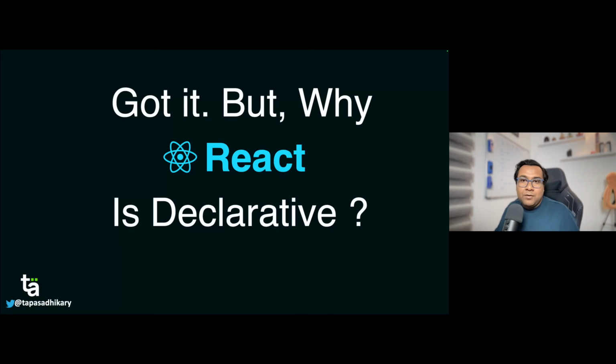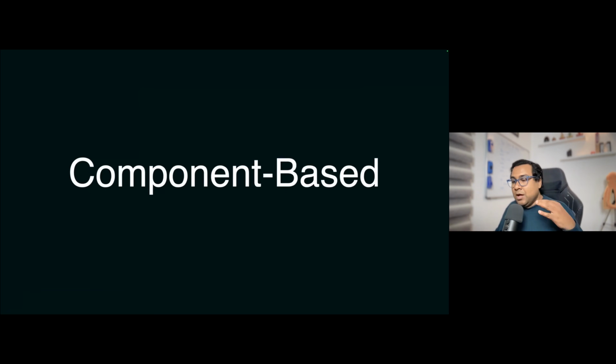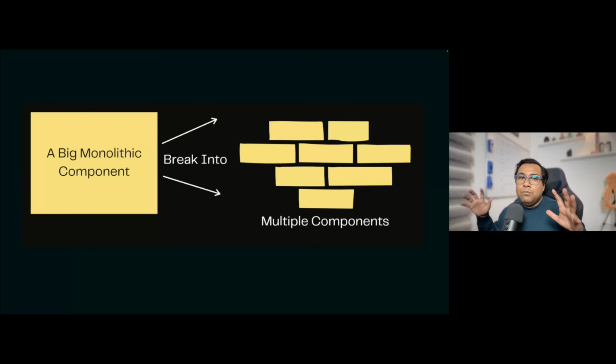How about the second part of the definition, which is component based? What is a component? A component is a single unit that does usually one task and does it really well. Think about a big monolithic component for an application. What is the problem of having a big monolithic component? There are a lot of problems, right? If multiple developers are working on a big monolithic component, there are higher chances that they might override each other's code, they might face merge conflicts, they might spend a lot of time with bad developer experience.